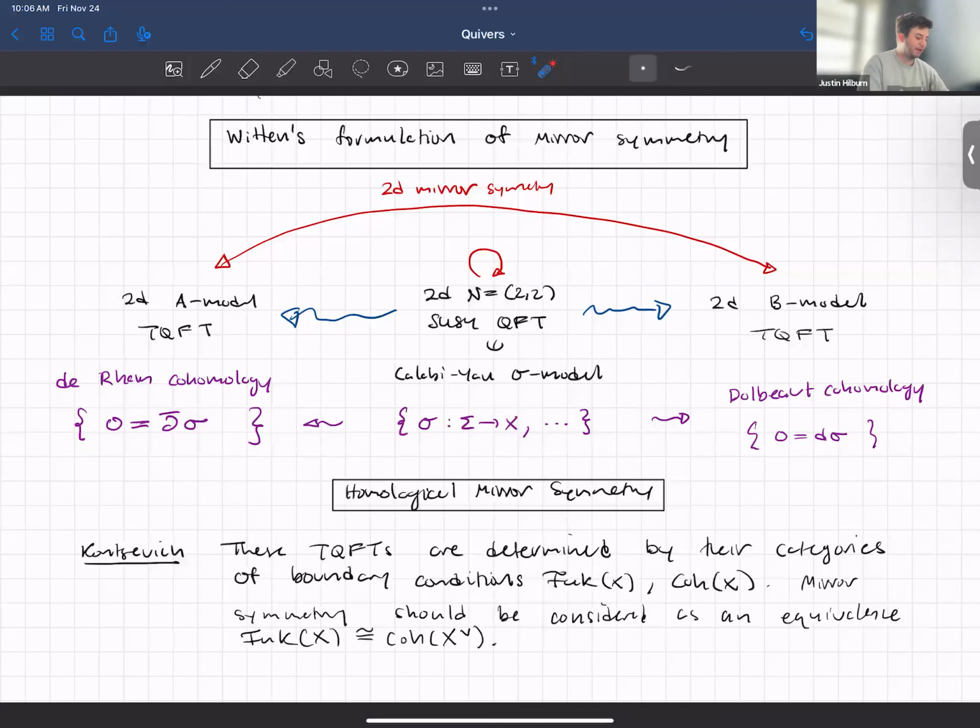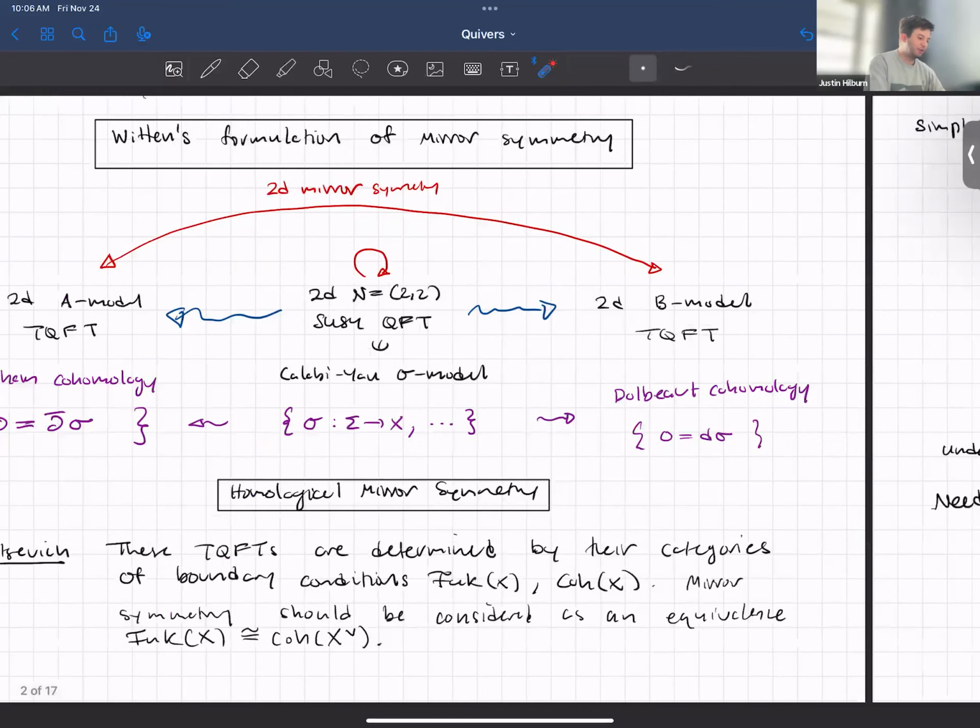And then what Kontsevich realized is that these categories encompass basically everything about these twisted quantum field theories. And you can summarize 2D mirror symmetry as just being some equivalence of categories between the Fukaya category of a Calabi-Yau and the coherent sheaves on its mirror. So this is an old story that people know pretty well.